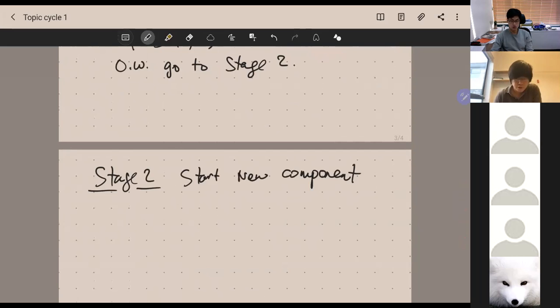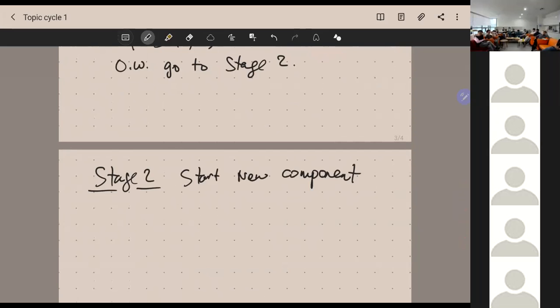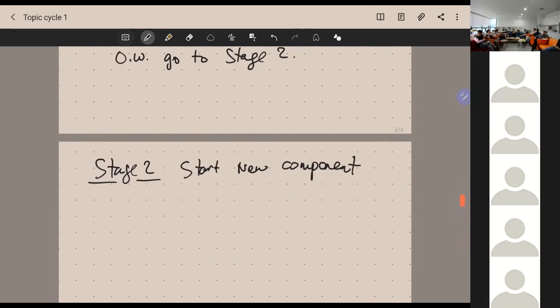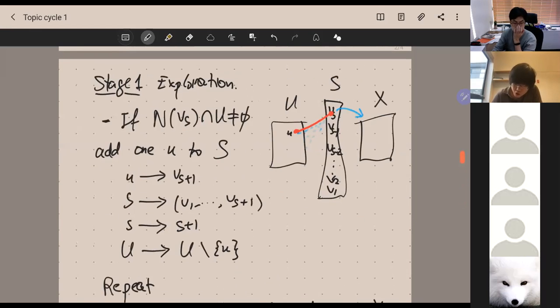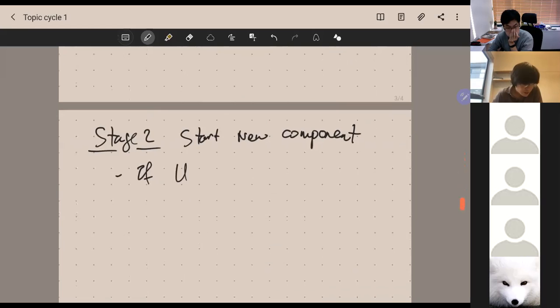So actually, whenever the stack becomes empty, that means we finish the current component. So when the stack becomes empty, we look at the set of unexplored vertices U, and we ask if U is non-empty or not. If it's not empty, that means there's still a graph left. Then we will push some arbitrary vertex W in U to the stack.